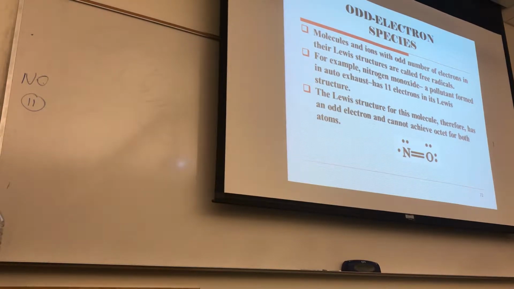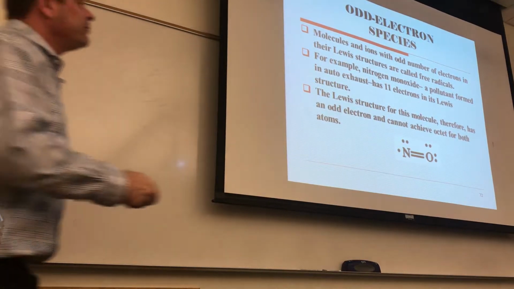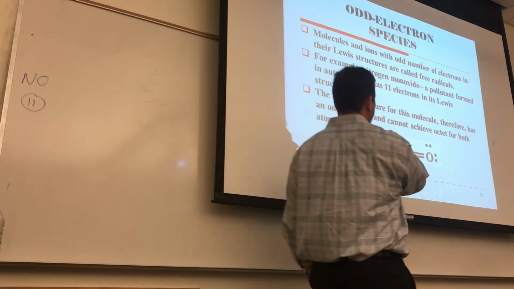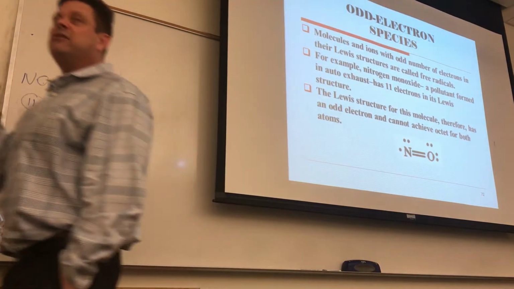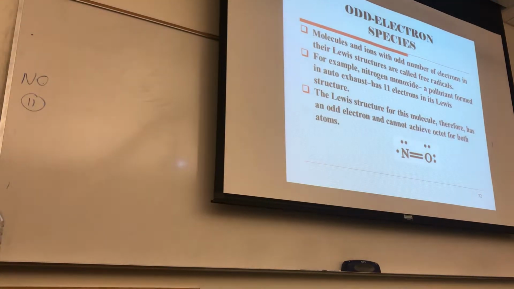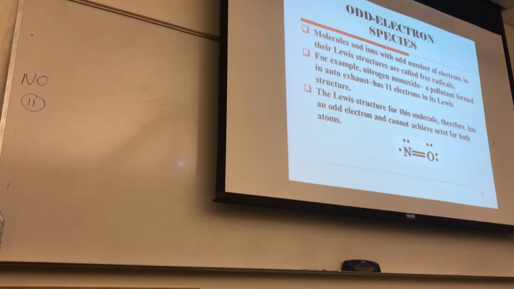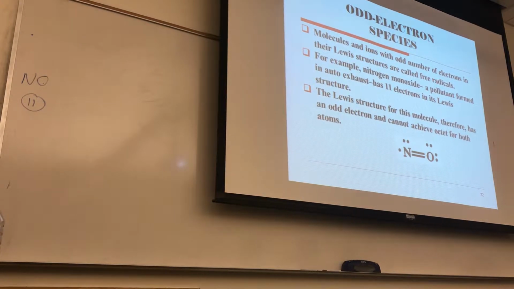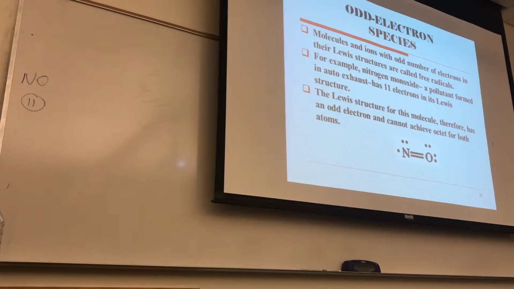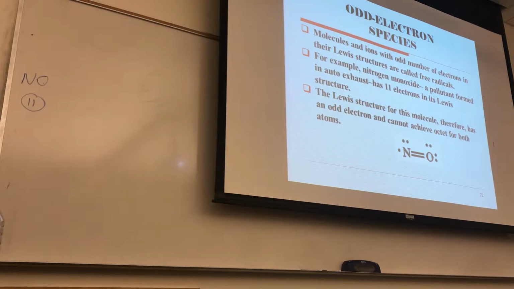Okay, so here's the structure. If I do a Lewis structure count of it, this is what it looks like, and you can see the unpaired electron there. Any questions? Does that invoke any thought process at all about this? No. Pretty straightforward. Why is the unpaired electron on the nitrogen side and not the oxygen side?